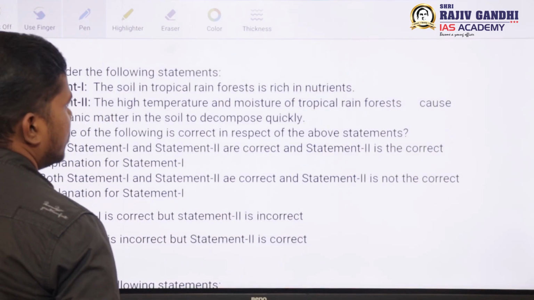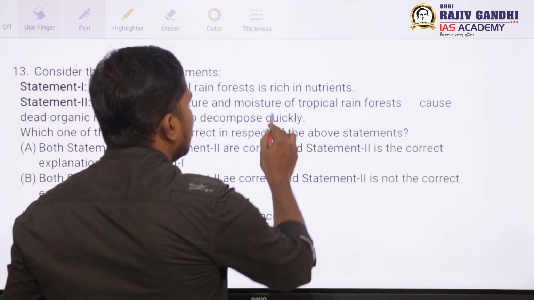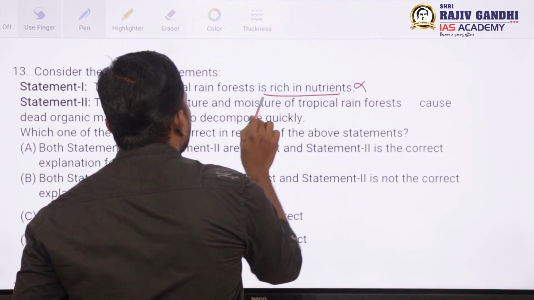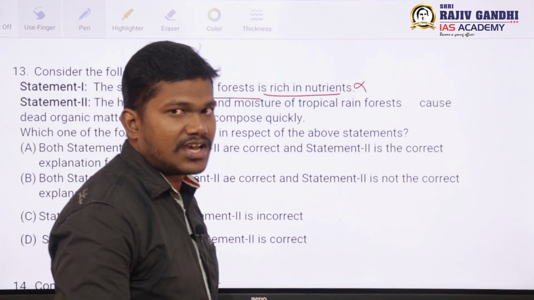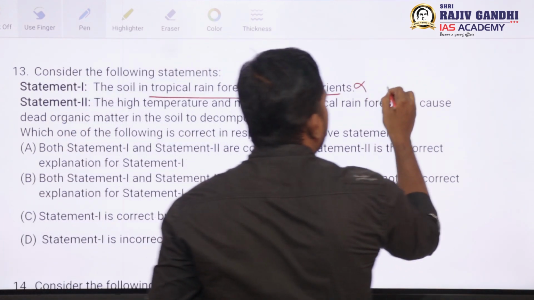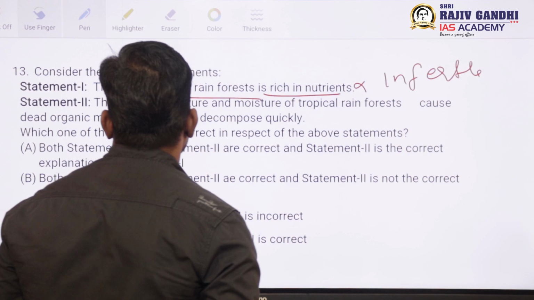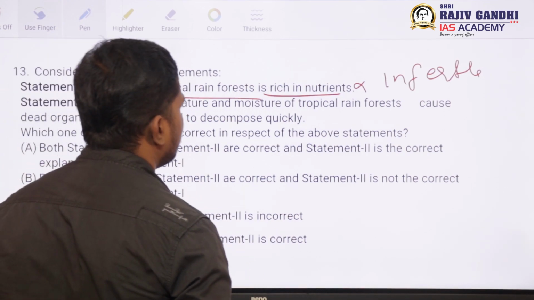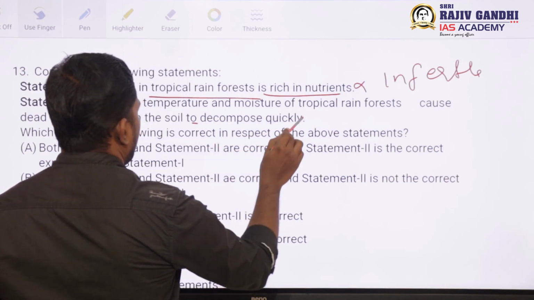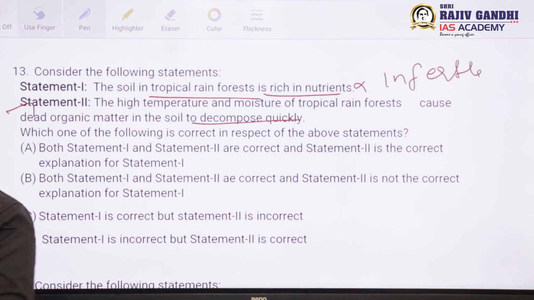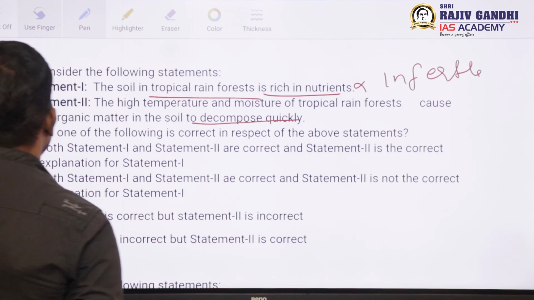The third question, a statement type question. Statement 1, the soil in the tropical rainforest is rich in nutrients. This is incorrect because the tropical rainforest receives maximum rain. As a result, nutrients in the soil are leached away and it becomes infertile. The second statement, the high temperature and moisture of a tropical rainforest cause dead organic matter in the soil to decompose quickly. So this statement is correct. So statement 1 is incorrect, but statement 2 is correct, option D.